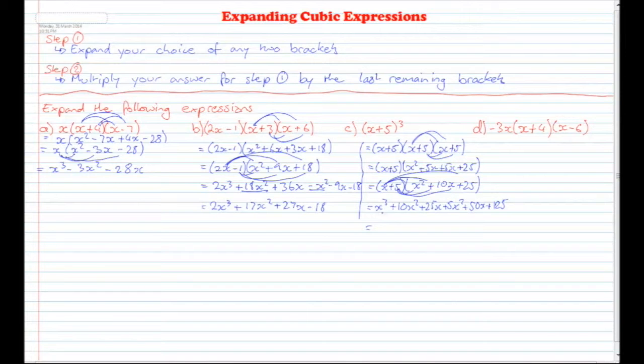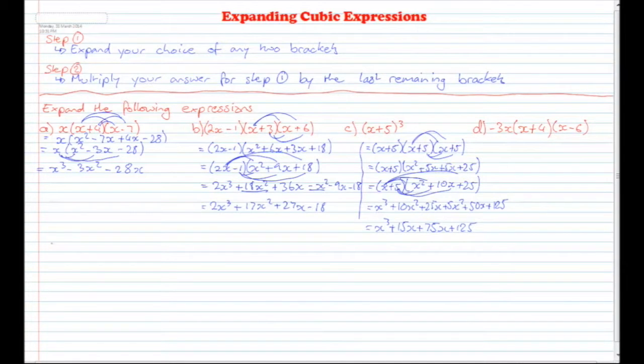Collecting like terms now, we get x cubed plus 10x squared plus 5x squared is going to be plus 15x squared. Plus 25x plus 50x is 75x plus 125. Alright, I'm actually just going to bring this last worked example down here, so I'll just rewrite it down here.